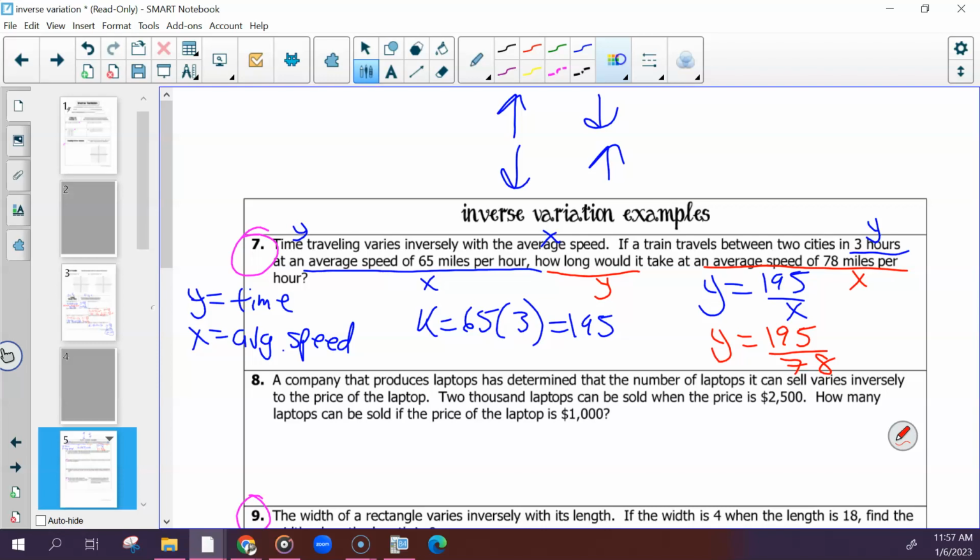What would our y value be? 2.5, and 2.5 what? Hours. And if we multiply 2.5 by 78, we would get 195, so we know that works. Questions on that one?